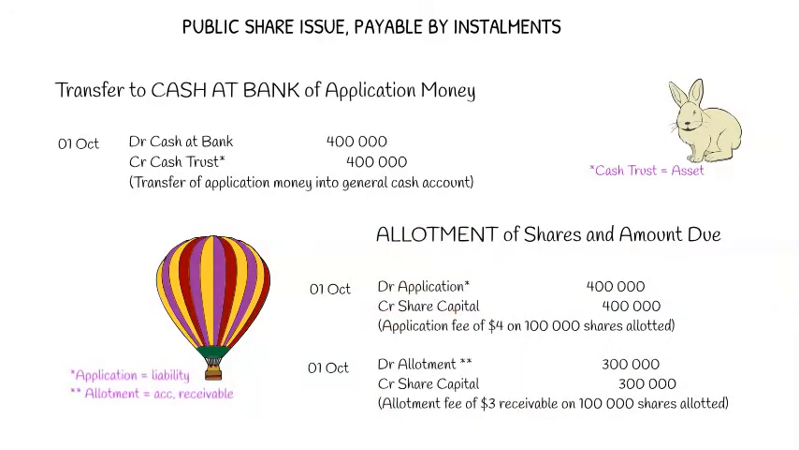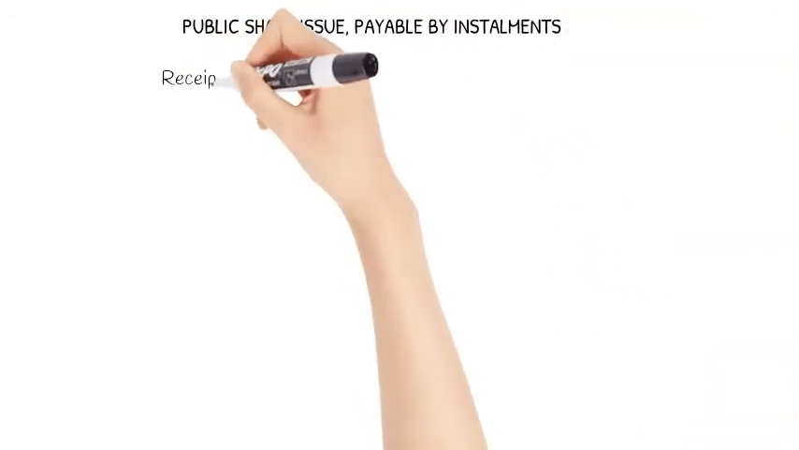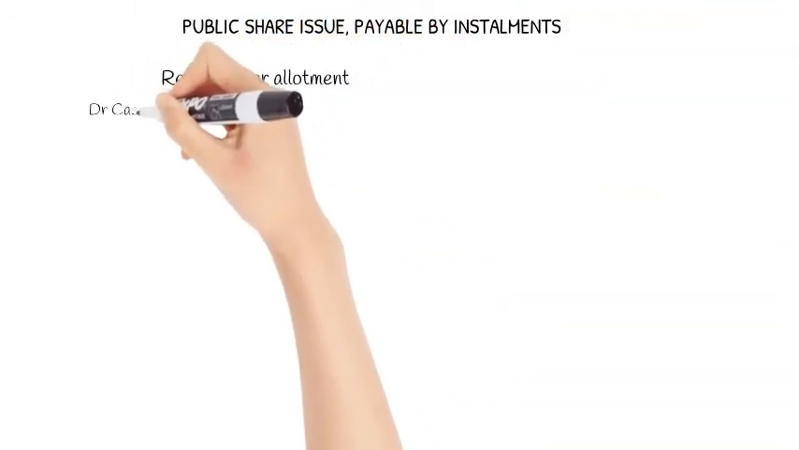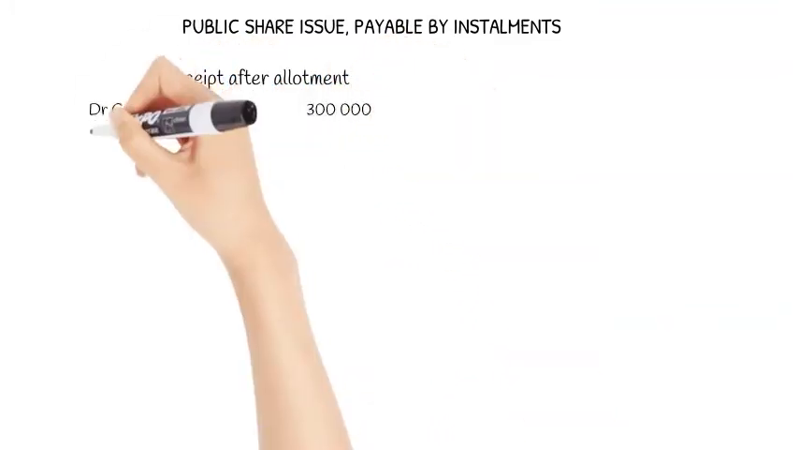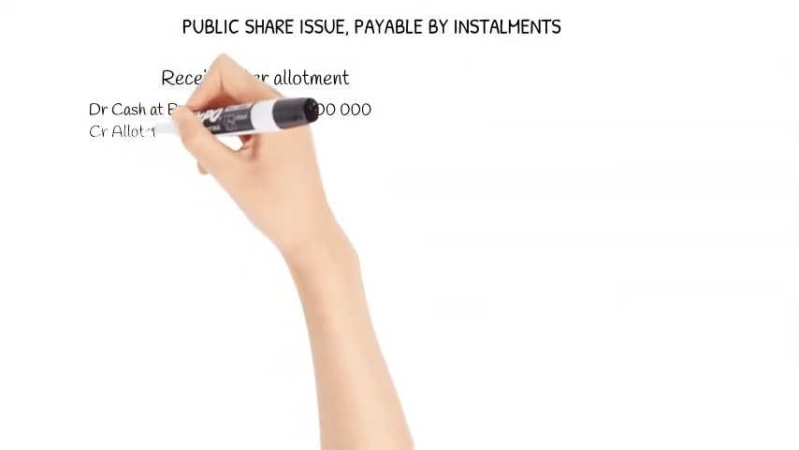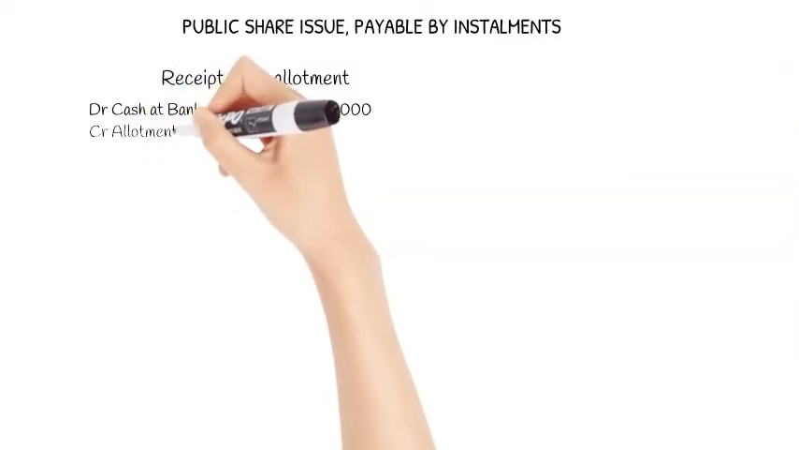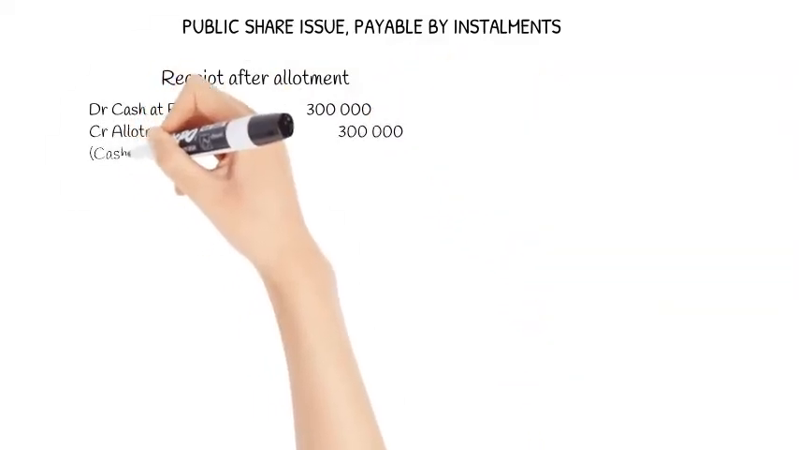Remember, we previously created the allotment account. Now, finally, money is being received on 15th of October. We need to show an increase in cash at bank by 300,000 and credit allotment account. Remember, allotment account is very much like an accounts receivable. Since money has been received on allotment, we need to reduce the allotment account by crediting this account.